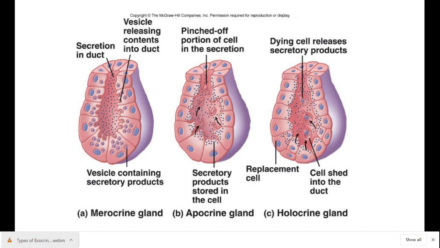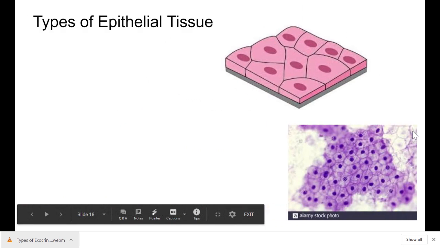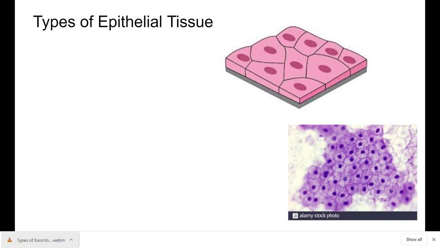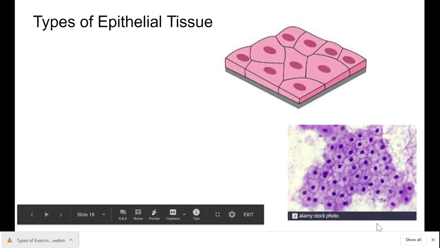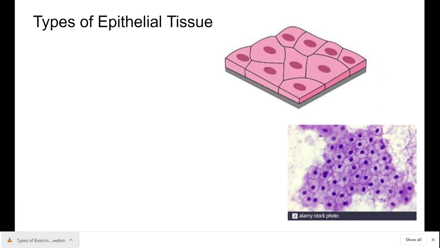So we left off talking about types of exocrine glands: merocrine, apocrine, and holocrine. So that ends our discussion on glandular epithelium. Now I'm going to go into the different types of epithelial tissue around the body. If you remember, we can classify these things based on cell types and layers of cells. All right, so we're just going to go layer by layer, and let's see how we do.